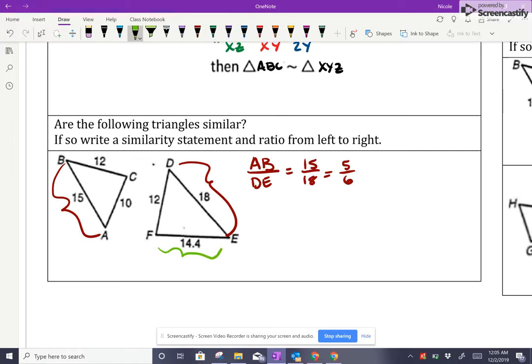F to E, we can compare that to B to C. So BC over EF. BC is 12 over 14.4. And if we reduce that, which I'm sorry guys, is easier to do with a calculator, is also going to be 5 over 6. And then we take a look at AC and DF.